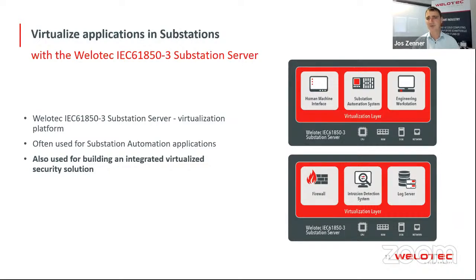Another use case could be video surveillance, where you have a video surveillance system running on it, probably with some other physical entrance protection and so on. In addition to that, you can also combine those use cases. So you can also run the substation gateway together with a firewall on a single hardware.